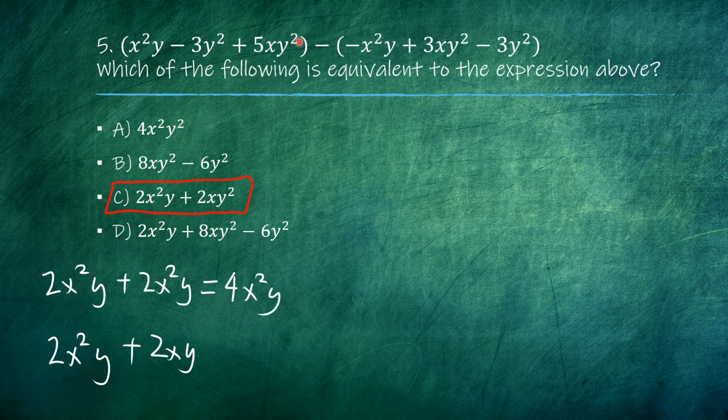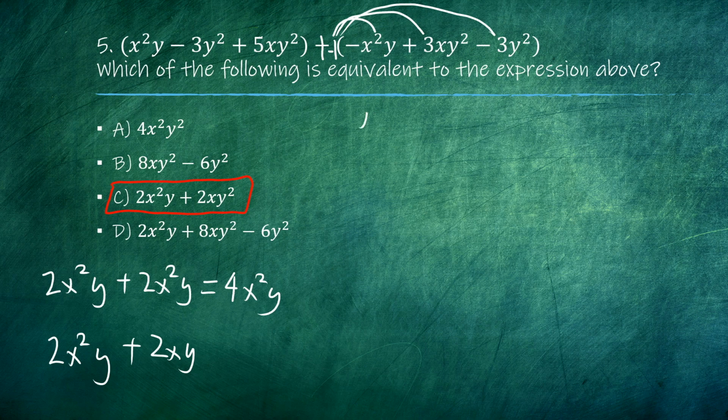So in this problem, instead of subtracting the second term from the first term, it's easier to just write this as plus negative 1 times the second term. Remember, when we have a number multiplied by a parenthesis, we have to distribute it.